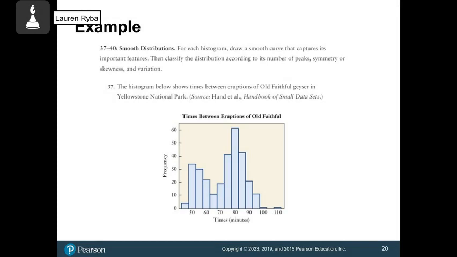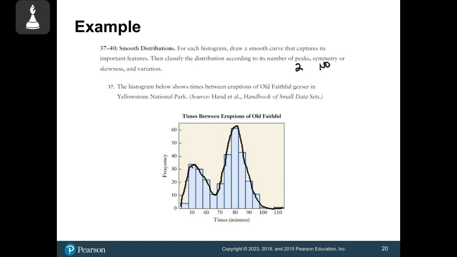The following histogram represents the time it takes between eruptions at Old Faithful. We can see here we have values everywhere from about 45 up to 110 minutes between eruptions. And it asks us to draw a smooth curve that captures the important features and then classify the number of peaks we have, if there's any symmetry, skewness, or variation. So I'm going to follow about the middles of the boxes and make a nice smooth curve. Clearly, we have 1, 2 peaks. This is not symmetric. I can't draw a line down the middle and show that I have the same thing on both sides.